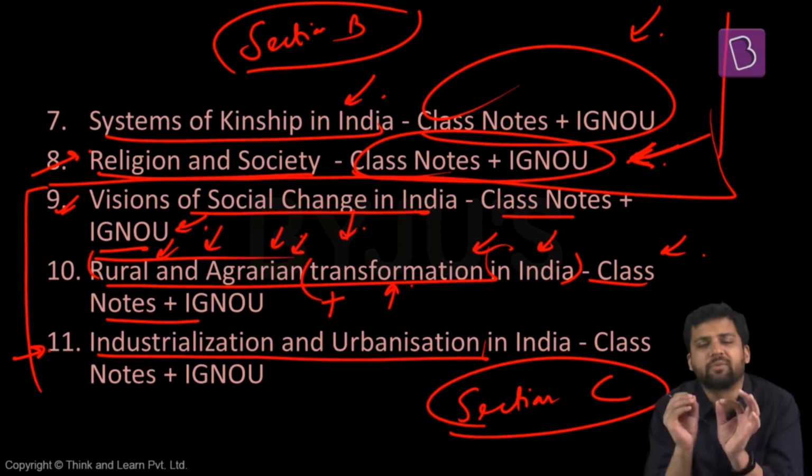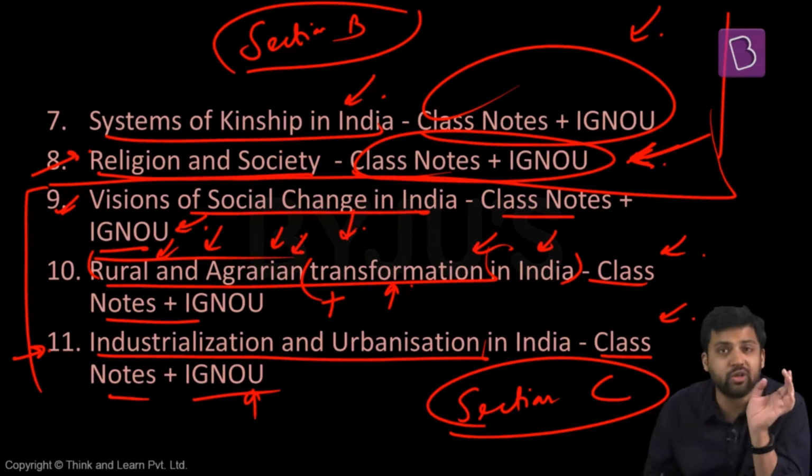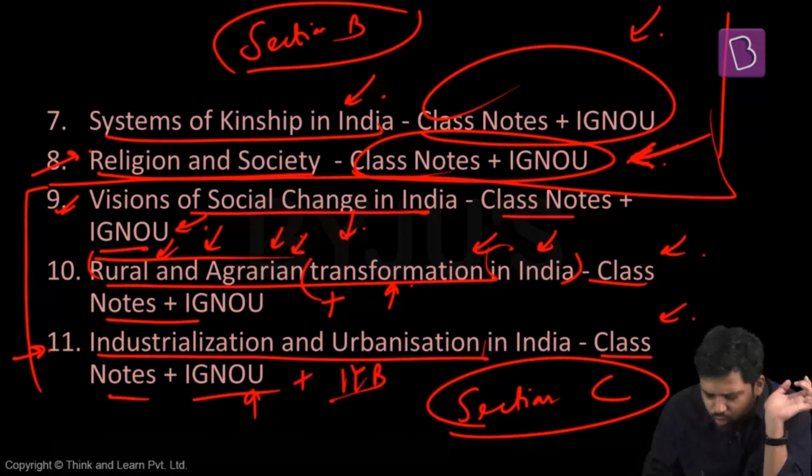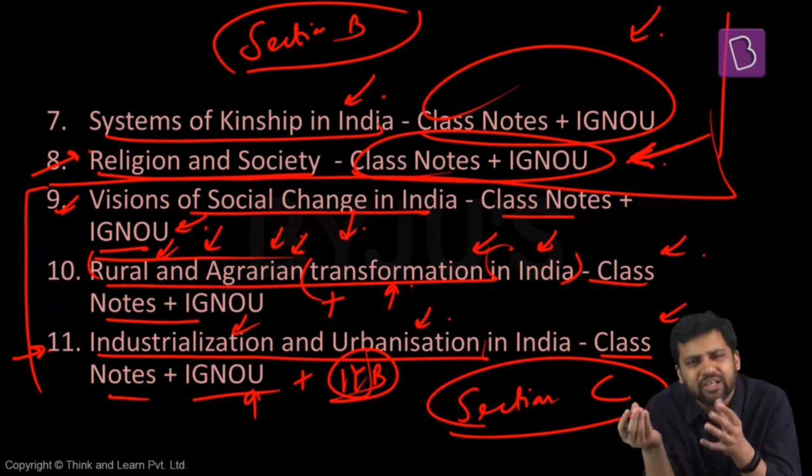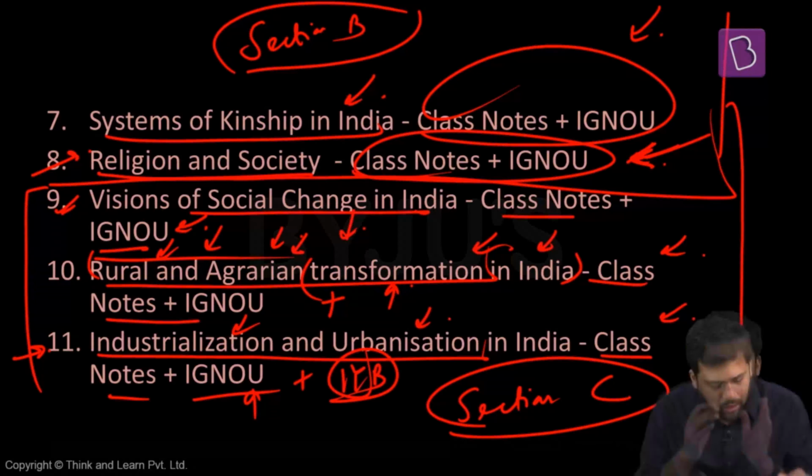Next chapter, industrialization and urbanization in India. Here also, class notes and IGNOU, fundamental resource. Here also, you can refer to some part of India Yearbook, specifically which deals with these topics. For example, for urban development, there are chapters in India Yearbook. So try to refer to that. So this is about the initial part of section C.